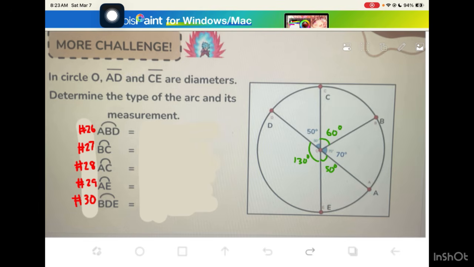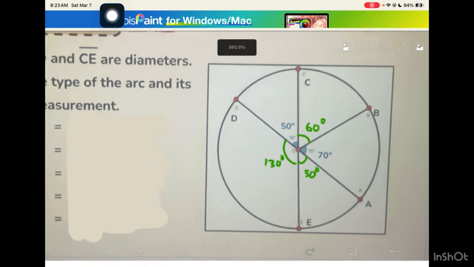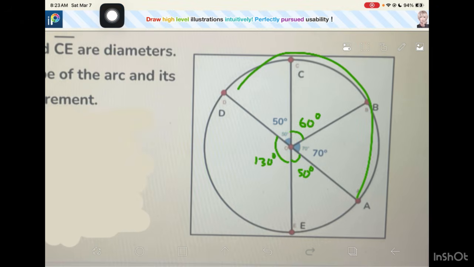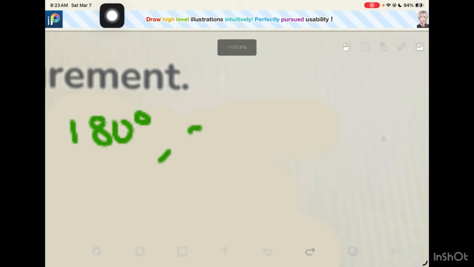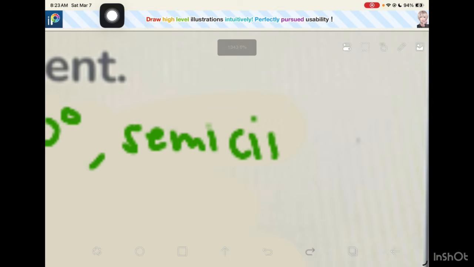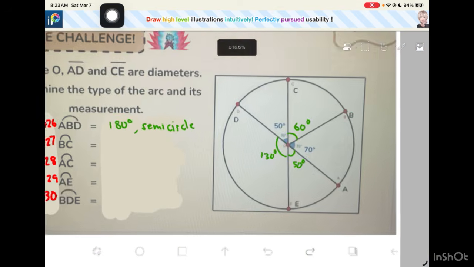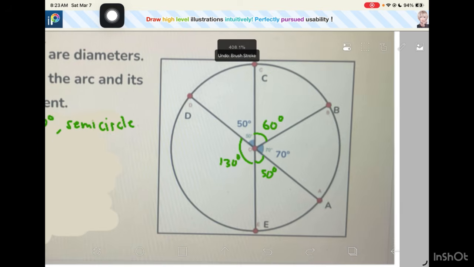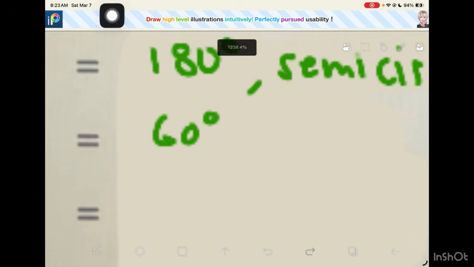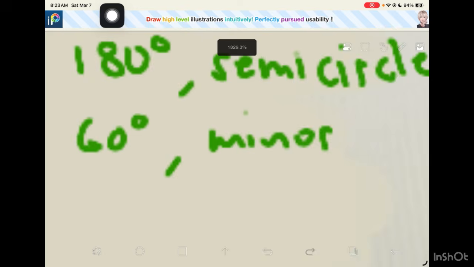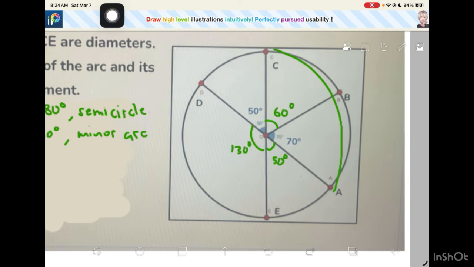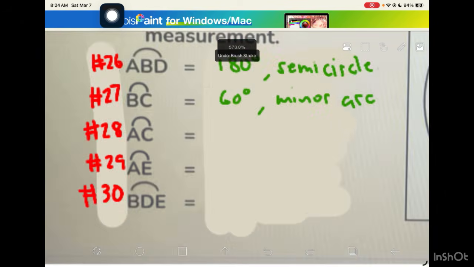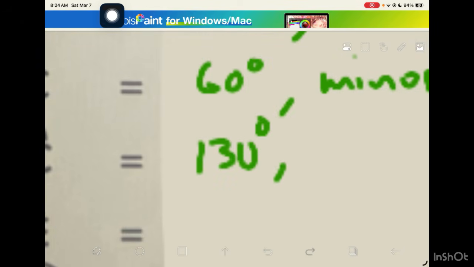So with that knowledge, let's try to solve for the following. So arc ABD. That's 50 plus 60 plus 70, which is 180 degrees, which is a semicircle. Then arc BC, we solved it already, is 60 degrees. Minor arc. Arc AC is 70 plus 60, which is 130 degrees. Minor arc.